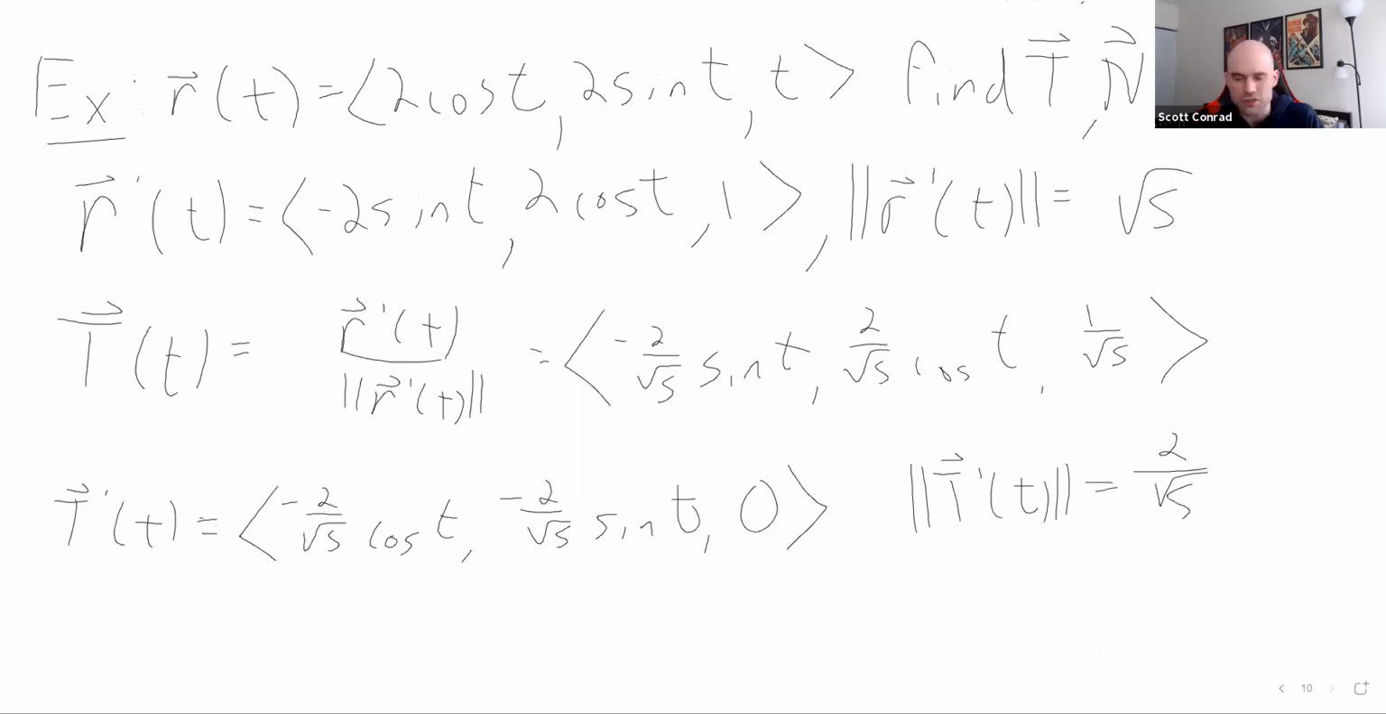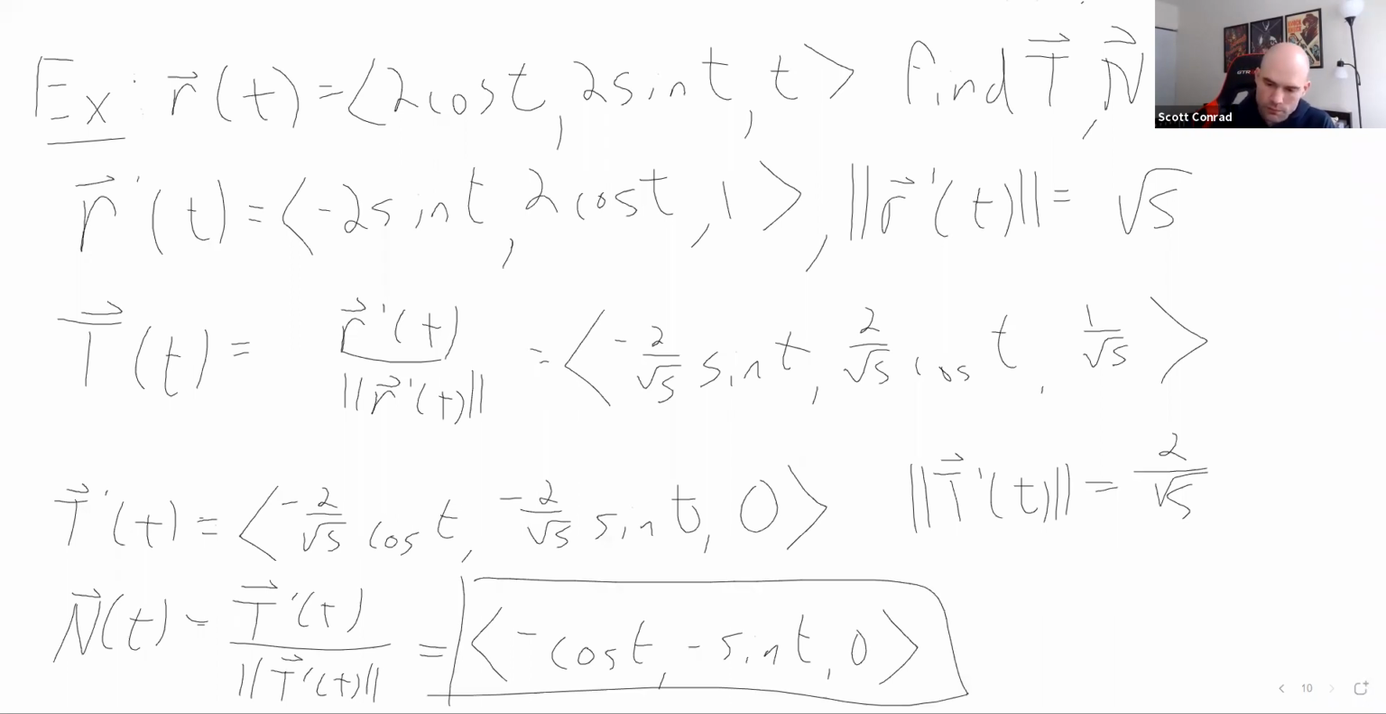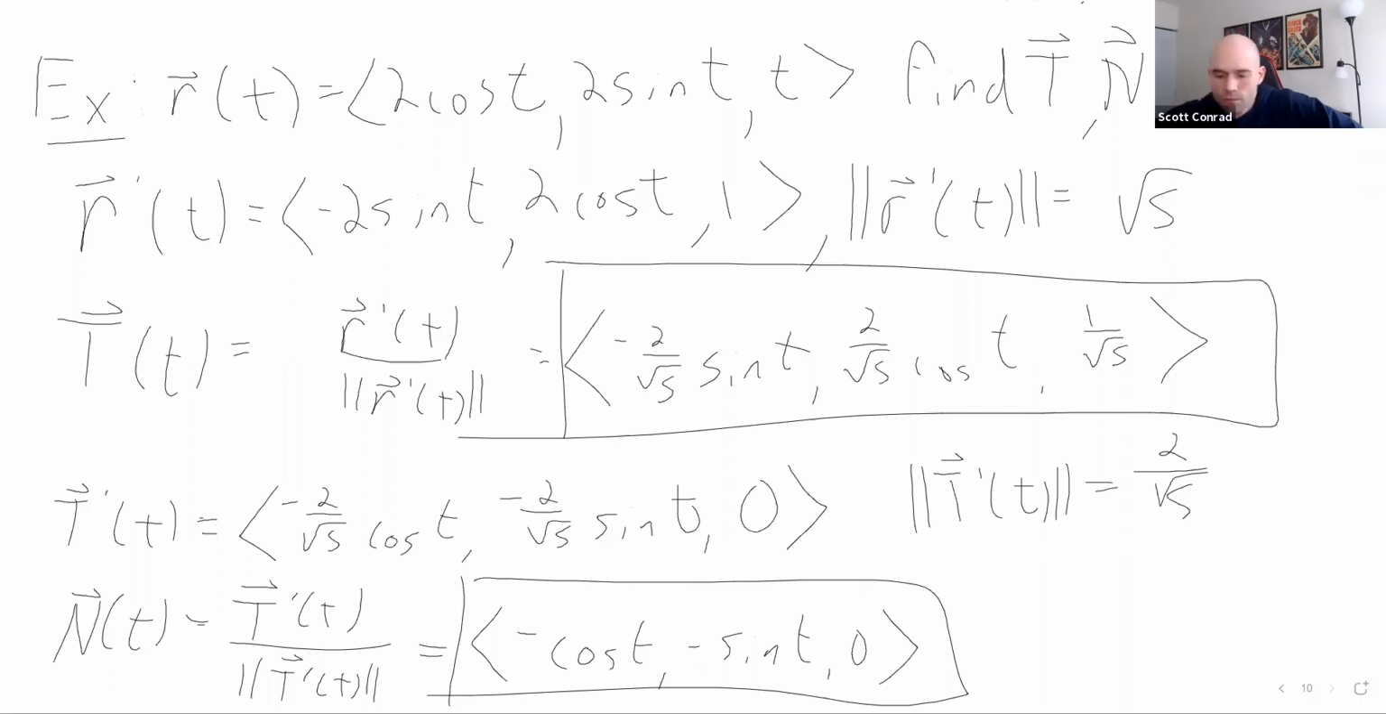So when we take the magnitude of that, we get 2 over root 5, which you can check really quickly. So when you divide t prime t by the magnitude, which is the unit normal, we just get rid of the 2 over root 5s inside. So we get negative cos t, negative sine t, 0. So we found t and n.